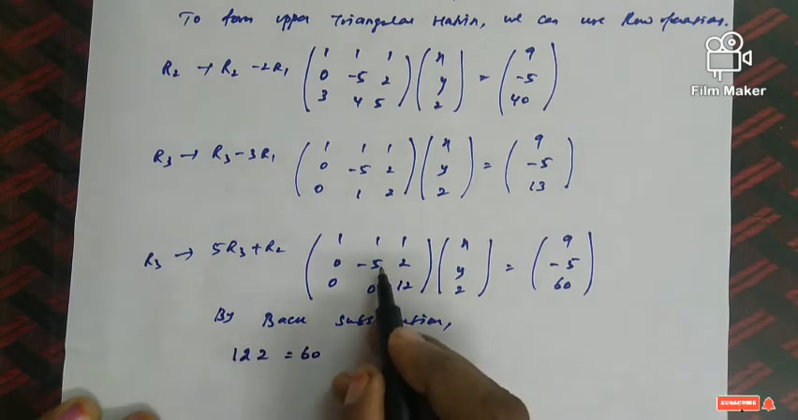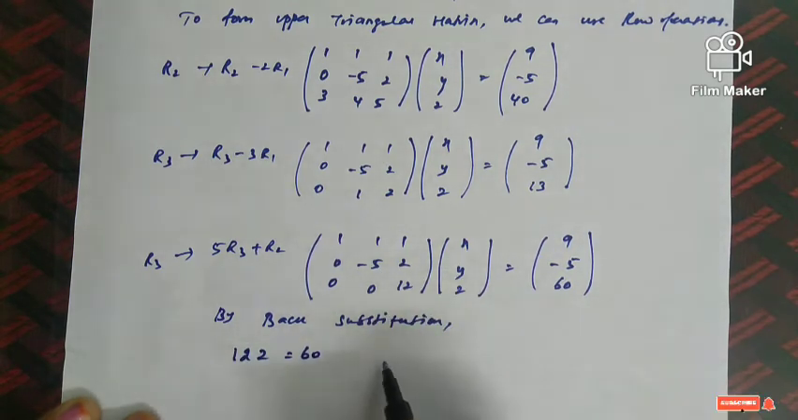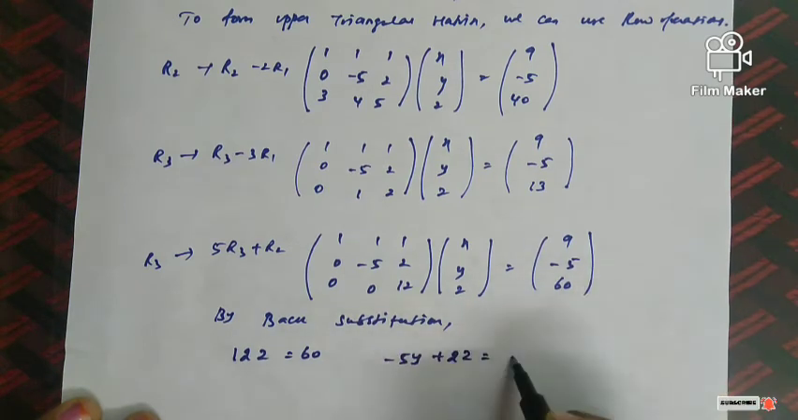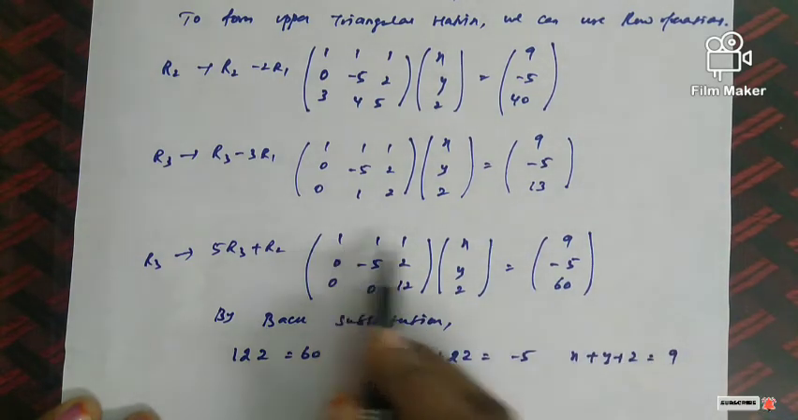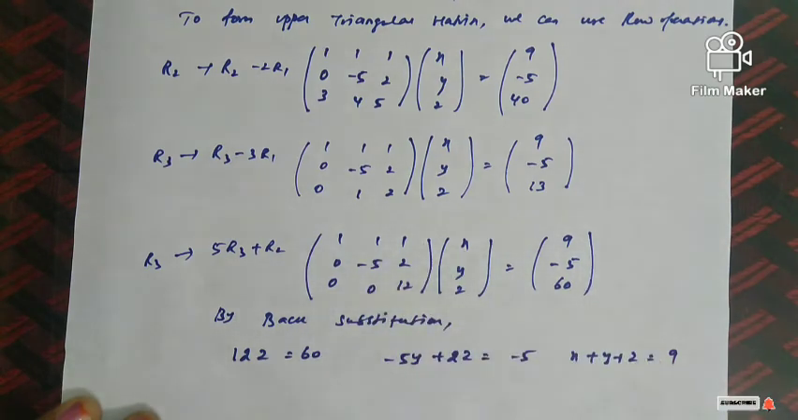12z equal to 60. When you are multiplying the second one, minus 5y plus 2z equal to minus 5. And in the first one, x plus y plus z equal to 9. So here we can directly get our z. This z value, when you substitute in the second one, you can get our y value. Substituting this y and z in this equation, you can get the x value. So this method is called the method of back substitution.